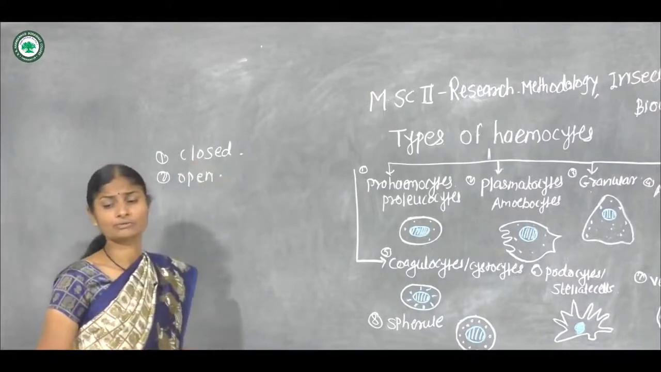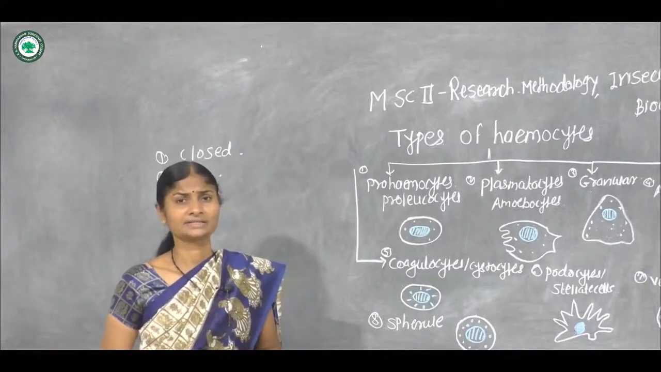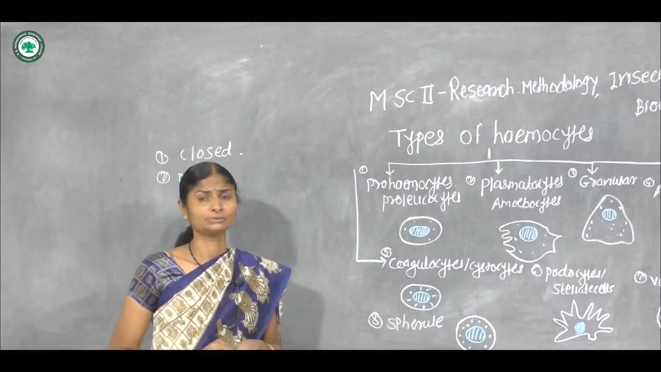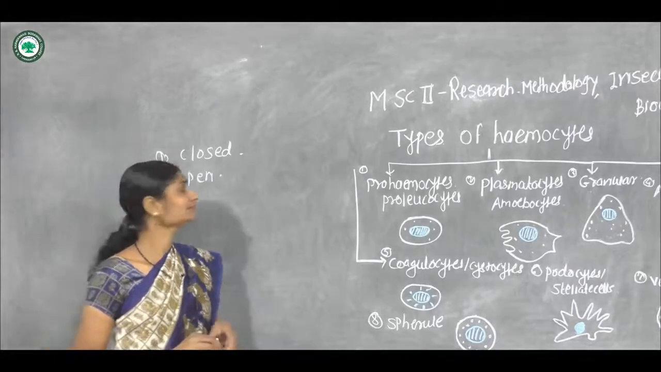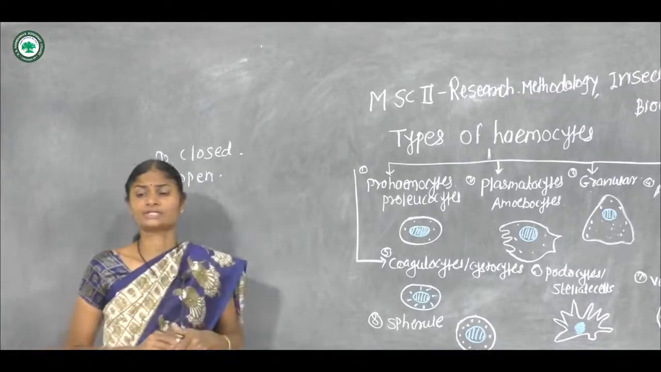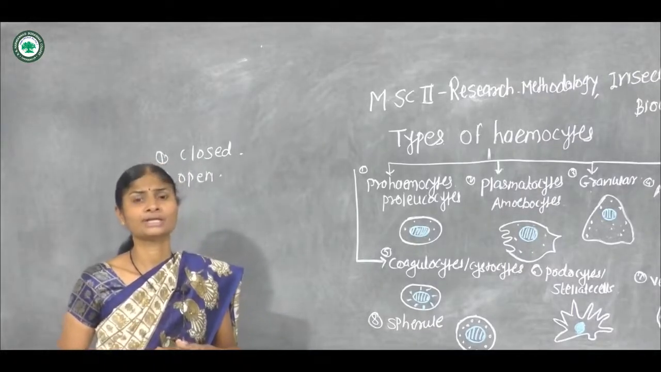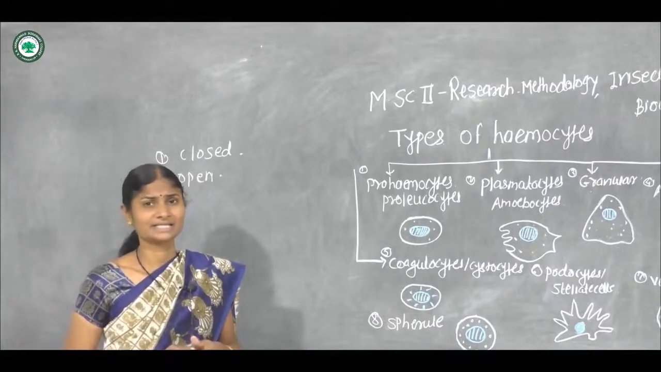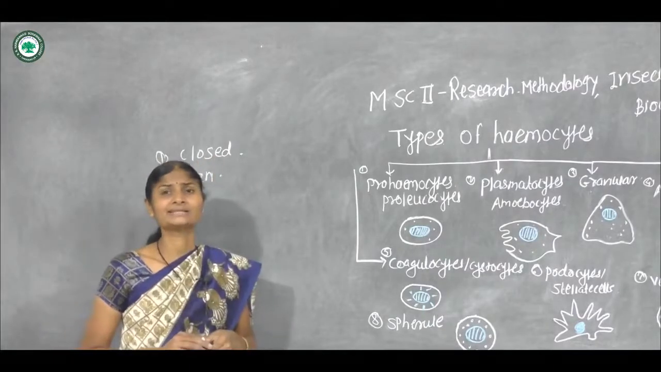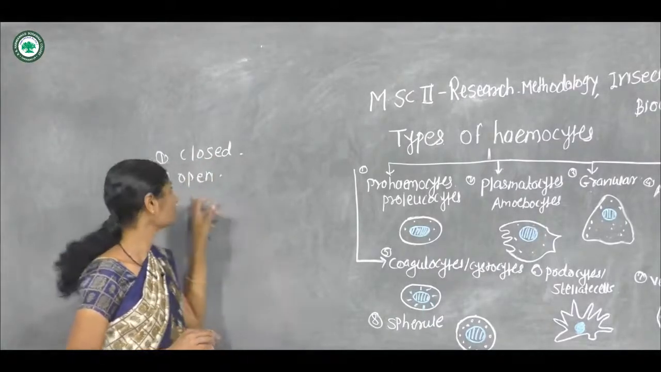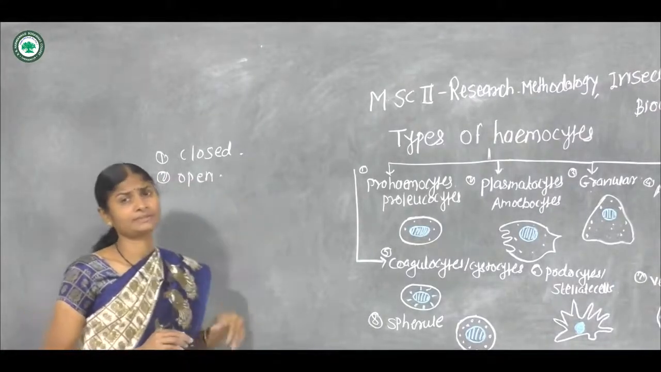In a closed circulatory system, closed vessels are present, and blood flows within closed vessels, that is, arteries, veins, and capillaries. In the open type of circulatory system, blood flows directly into the body cavity, that is, sinuses. The closed circulatory system is present in higher vertebrates, and the open circulatory system occurs in lower invertebrates.